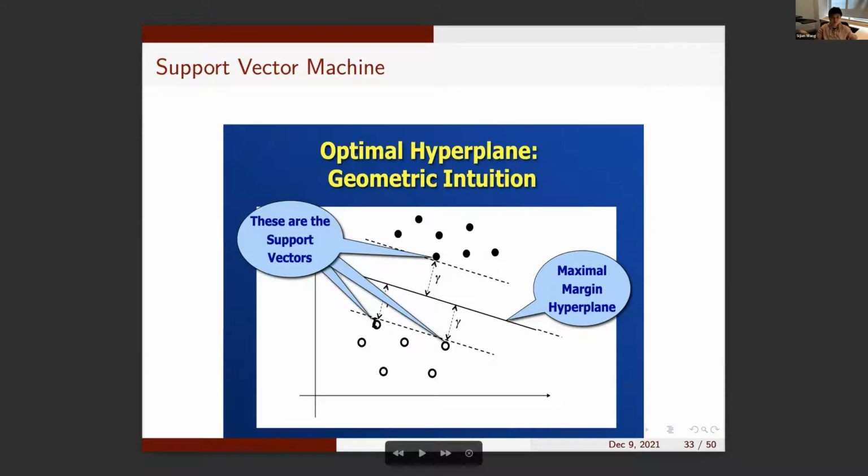And the points on this dashed line are called the support vectors. The reason it's called the support vector is we can show that the final performance or prediction only depends on these support vectors. As a consequence, the support vector machine is very robust to outliers. So if you have some points here and some points here, it doesn't affect your model.